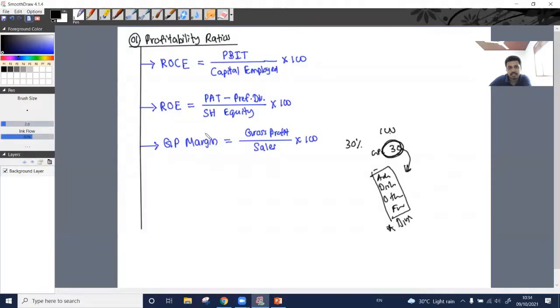Right? So that is the idea behind the GP margin. If we done this much of sales, this percentage will remain for us to make the other expenses as well as to pay off dividends. Right? GP margin.